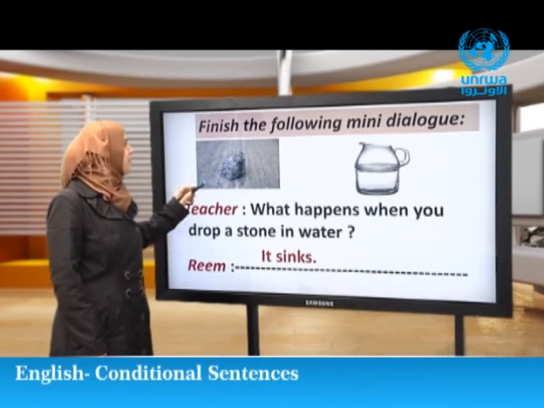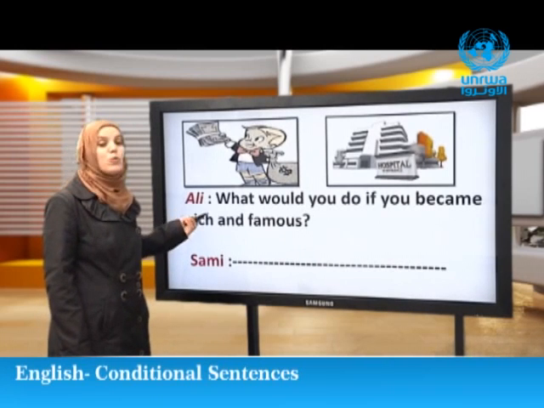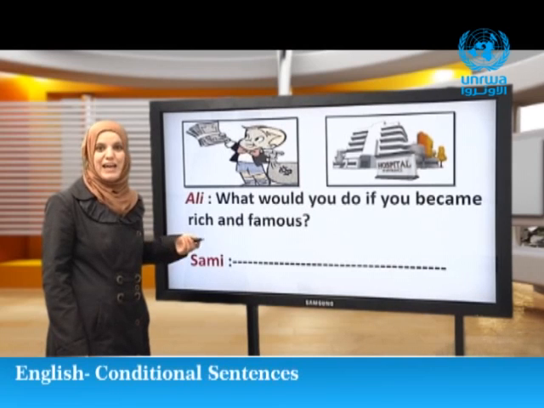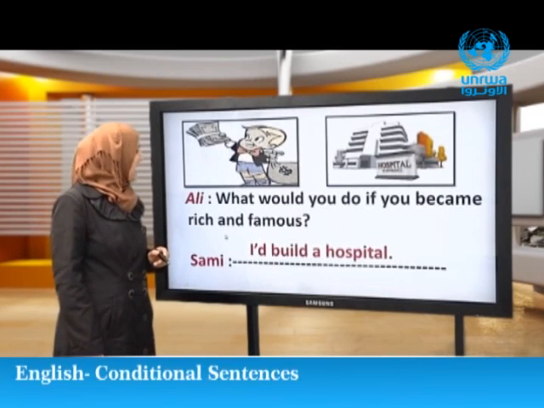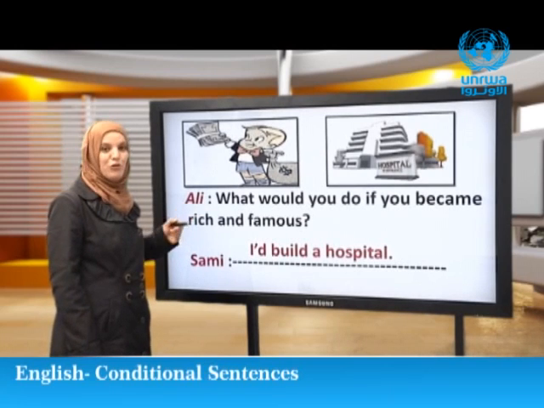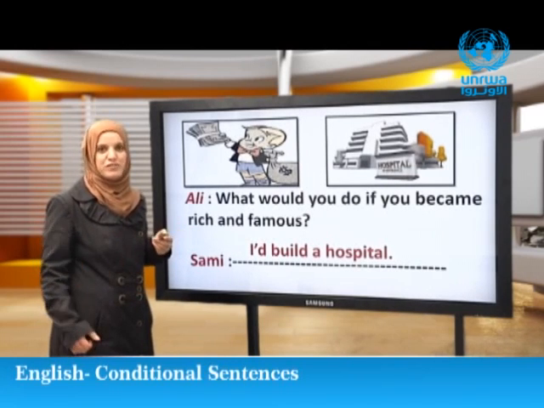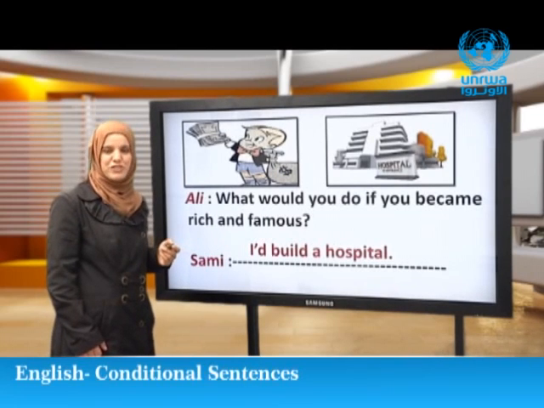Let's move to another example. Ali is talking to Sami. What would you do if you became rich and famous? Can you guess the answer? And note, here we have many possible correct answers. I'd build a hospital. And note, this is a second conditional sentence because this is unreal or a dream or an imagination. And this is a contraction.